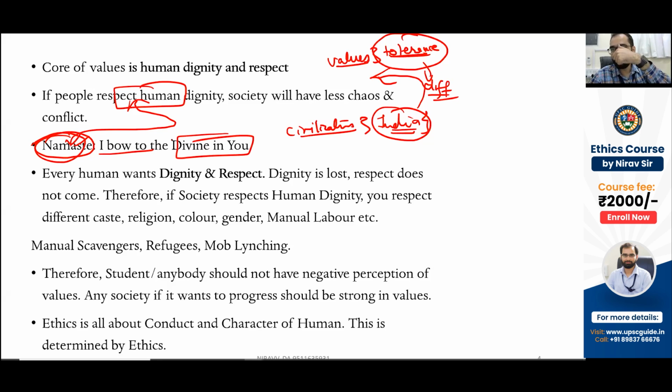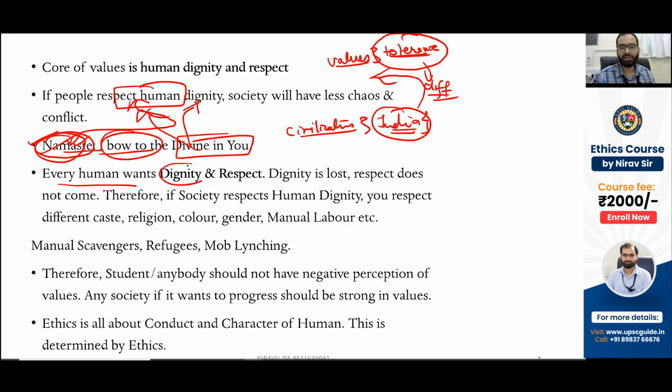So if I disrespect the person who is sitting in front of me, I am disrespecting the creation of God. And if I am disrespecting the creation of God, that is not good. That is why we have namaste, to bow to the divine in you. That is why we give dignity and respect to everybody when we say namaste.